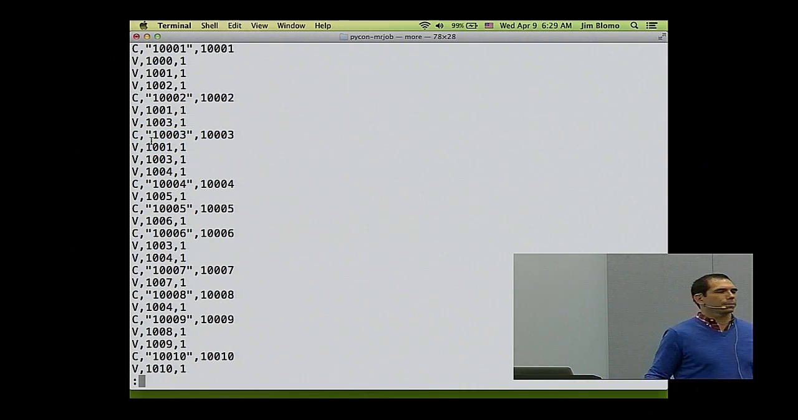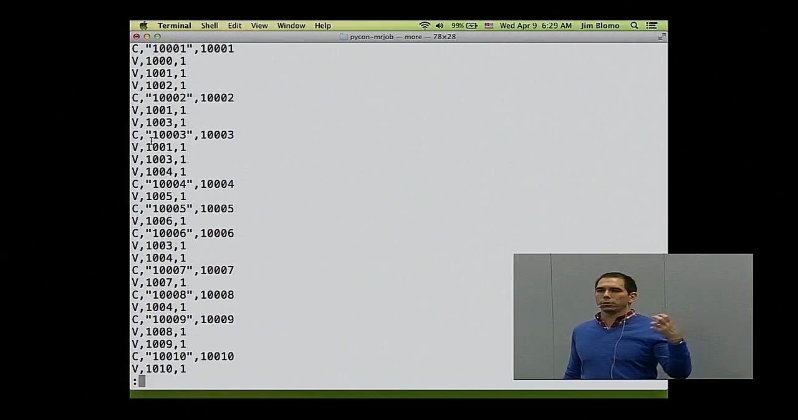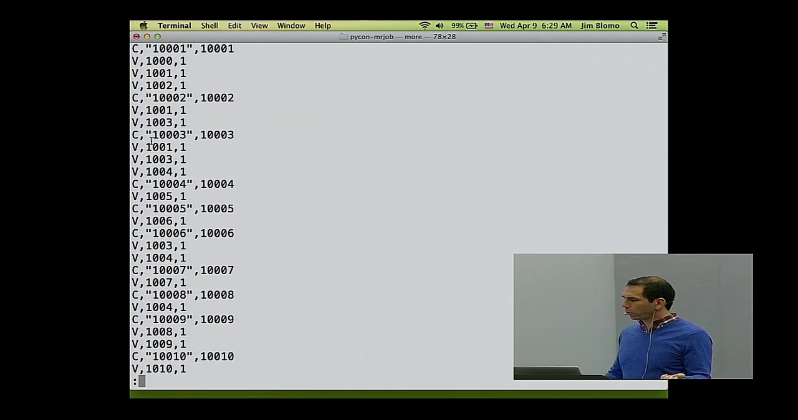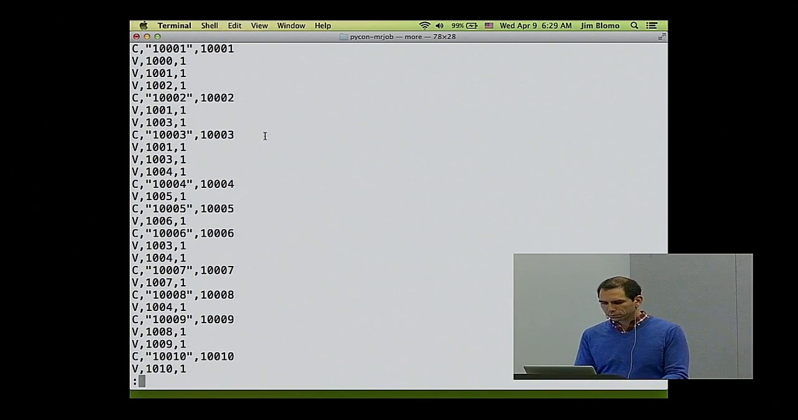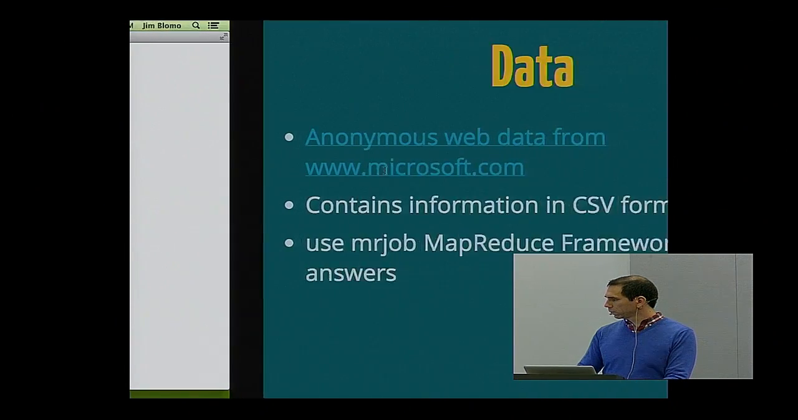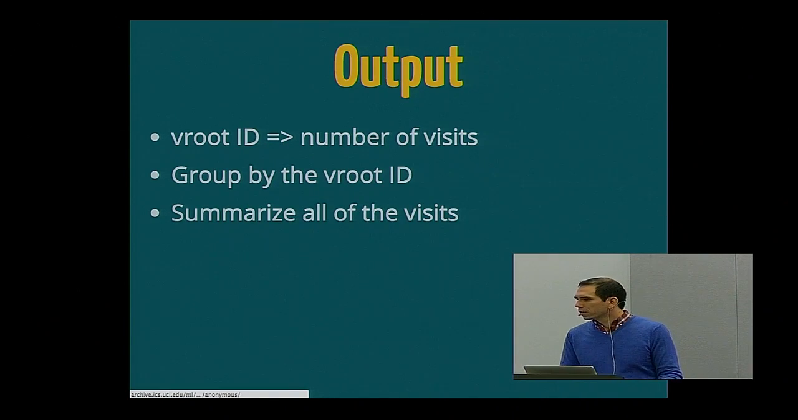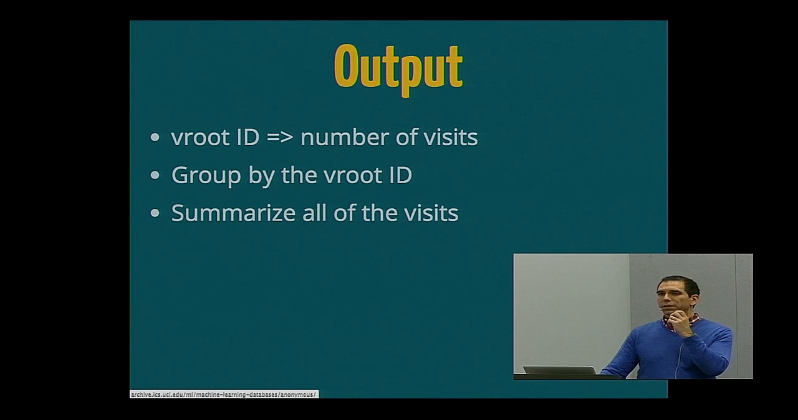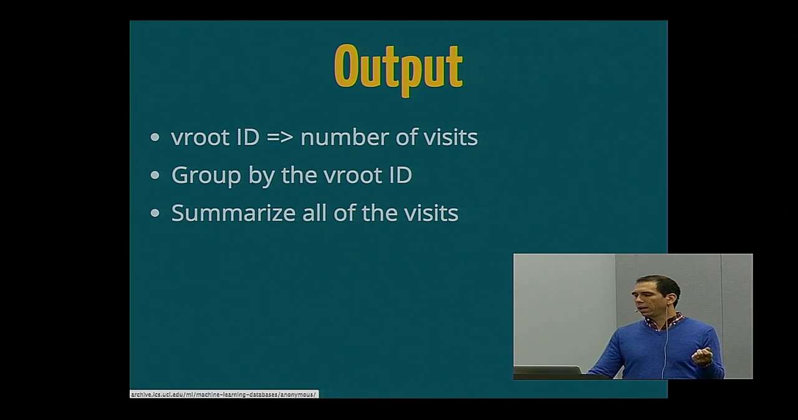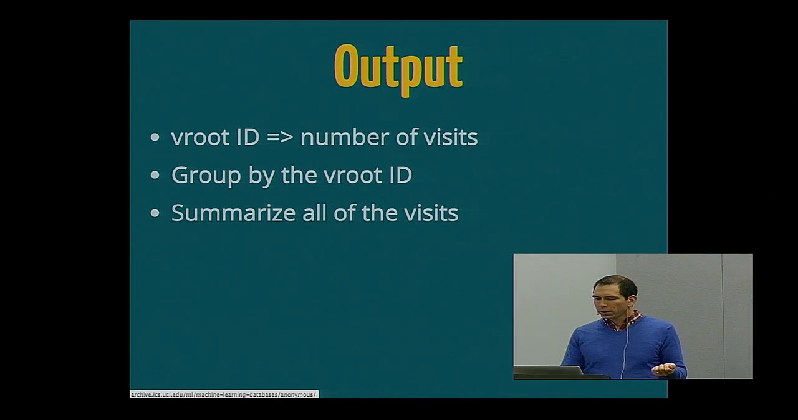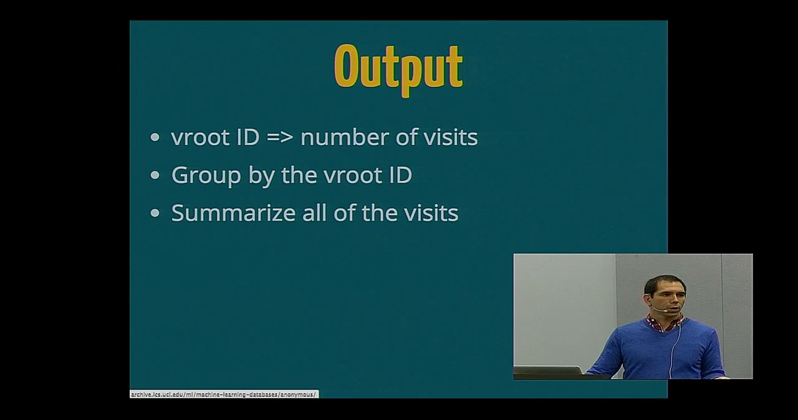For our first example, we're just going to be concerned about these visits, because we're going to want to, again, calculate the total number of visits that we've seen for these different vRoots. So the output that we want, again, is the vRoot ID with the number of visits we've seen. So we're going to group by these vRoots and summarize over all the visits.